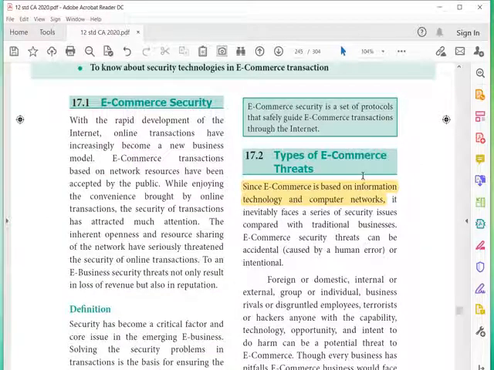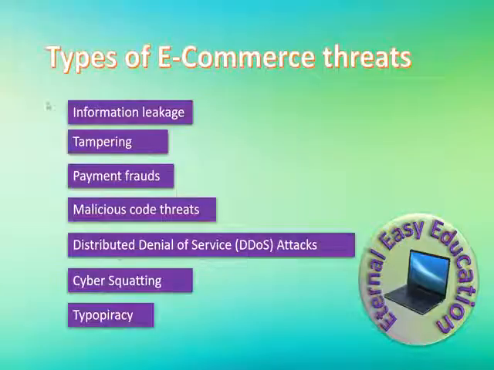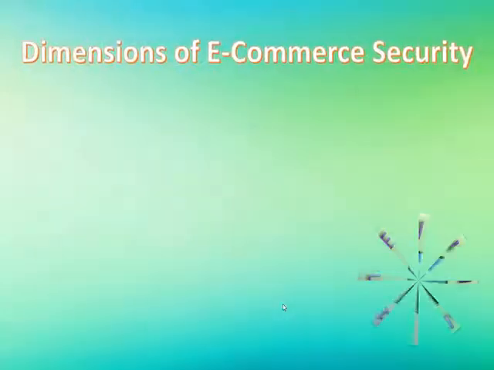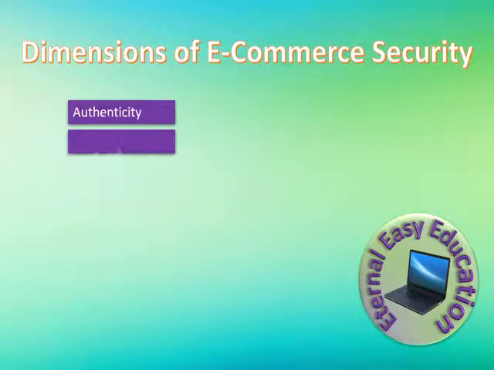So while we transact information from one company to another company through the internet, these things are faced by each company. So how to safeguard this and how to avoid this? We learned the threats. Now, dimensions of e-commerce security. So how could it be secured? What are the dimensions? In which aspects should it be secured?